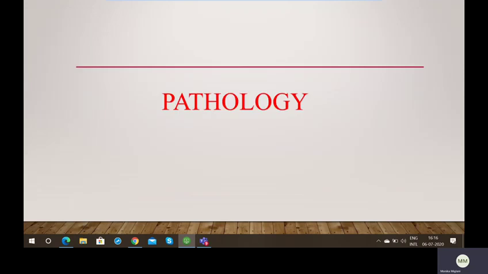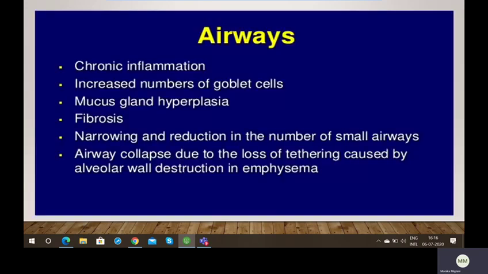Now coming to the pathology. In the airways there will always be chronic inflammation, increased number of blood cells, mucous gland hyperplasia. Hyperplasia means increase in the number of the cells, fibrosis, narrowing and reduction in the number of small airways, airway collapse due to loss of tethering caused by the alveolar wall destruction in emphysema. So these are the changes found in the patients of COPD.